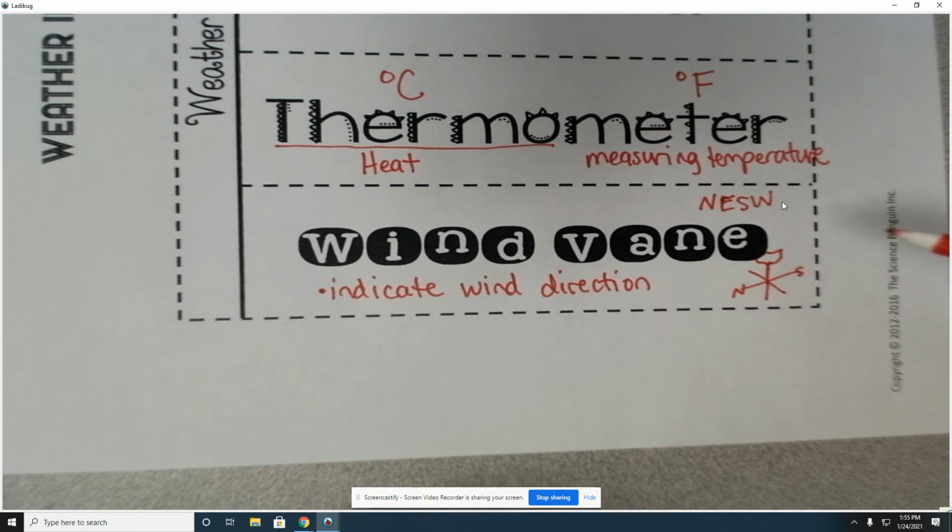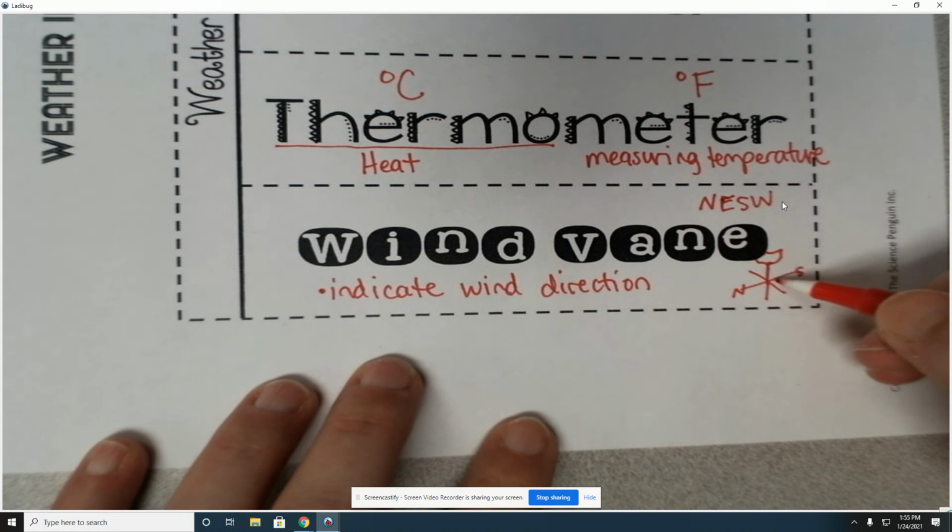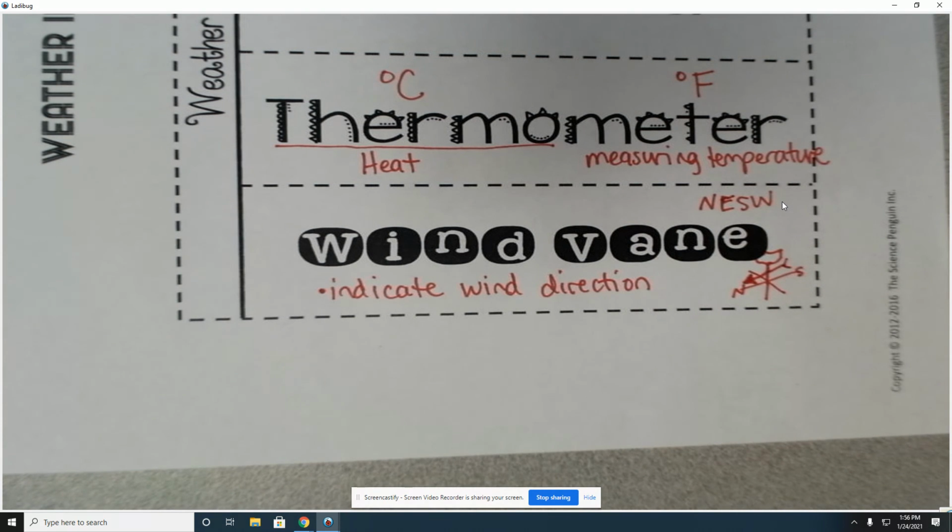And this is just going to be showing you the direction of the wind. So what we would see on this little wind vane is an arrow. So let's say the wind is blowing out of the north. So here my little arrow is going to point in that direction of the wind blowing.